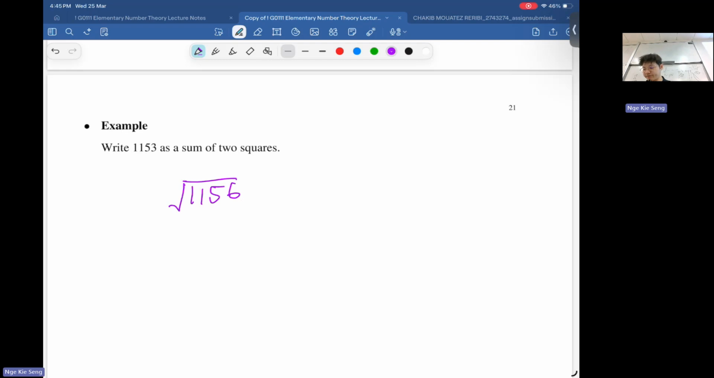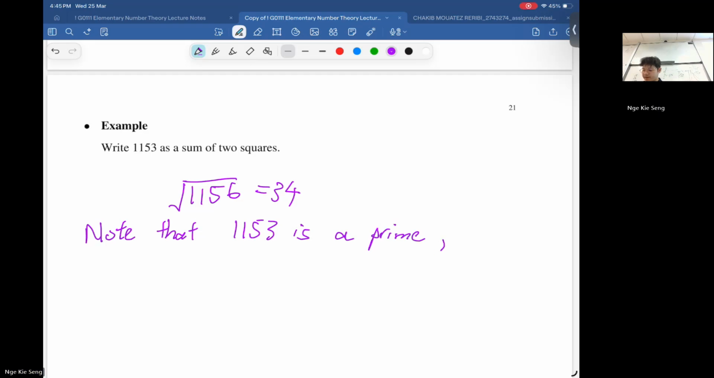So square root of this guy is what? 34. Okay, so you need to test about 34 of them. So then you figure out that 1153 is a prime. And then it is also 1 mod 4, right? How is it 1 mod 4? Because it is 288 times 4 plus 1. Okay, so it's 1 mod 4.